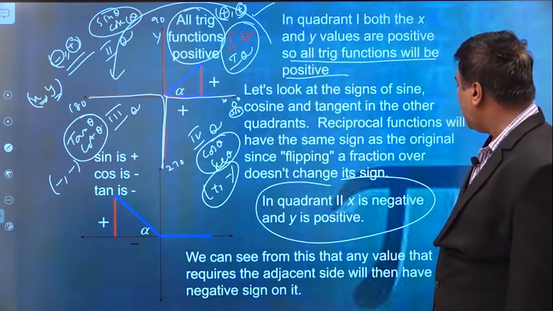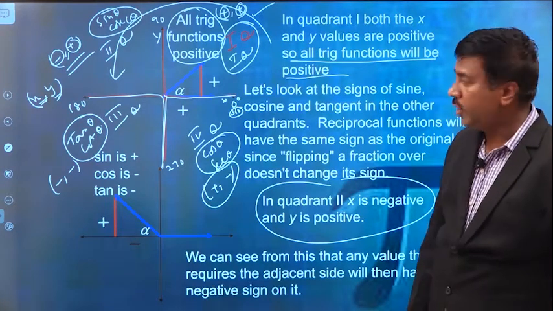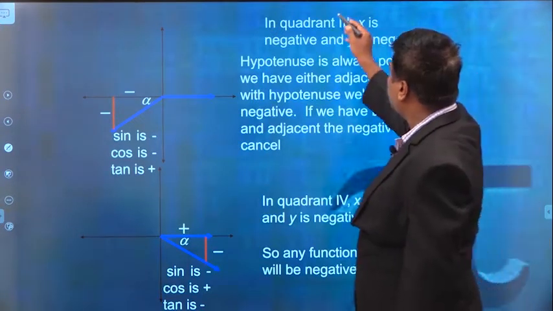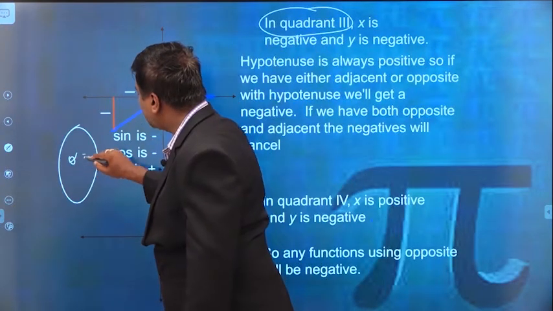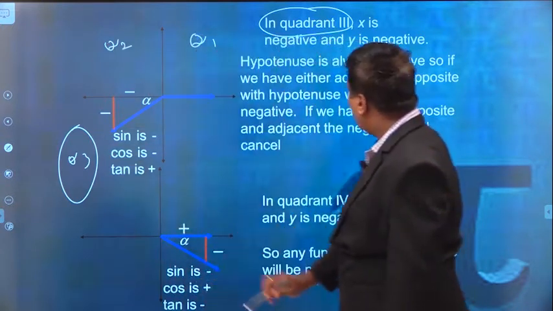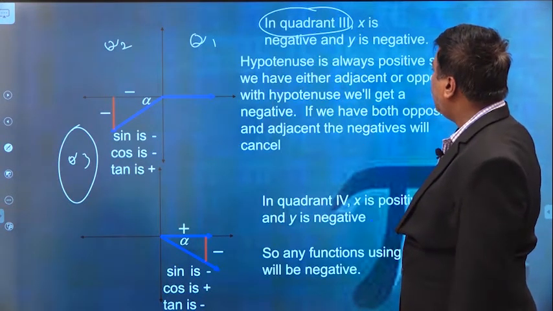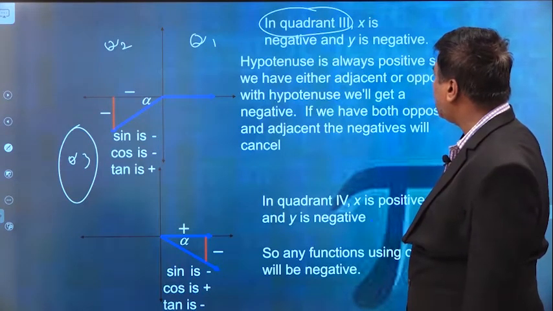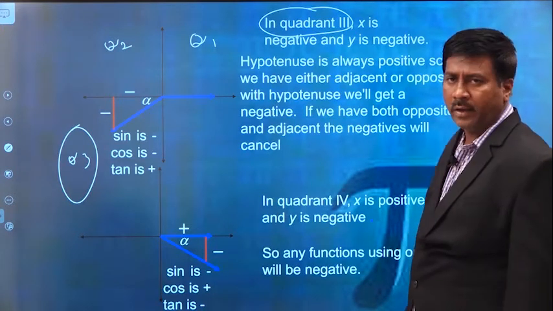We can see from this that any value that requires the adjacent side will have a negative sign on it. Now, this is the third one, the third quadrant. This is Q3, this is Q1 and this is Q2. In that, the hypotenuse is always positive. So if we have either the adjacent or the opposite with the hypotenuse, we will get a negative. If we have both the opposite and adjacent sides, the negatives will cancel.